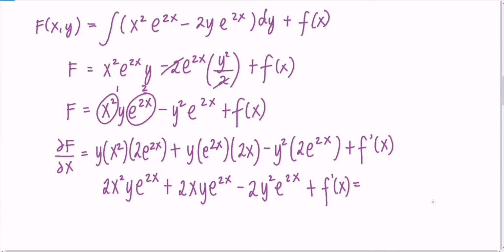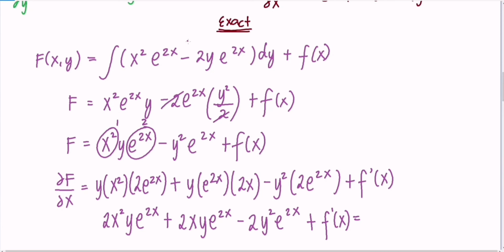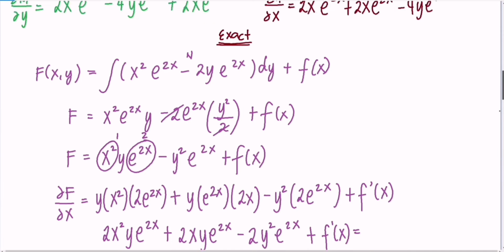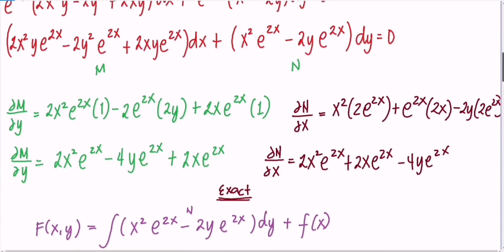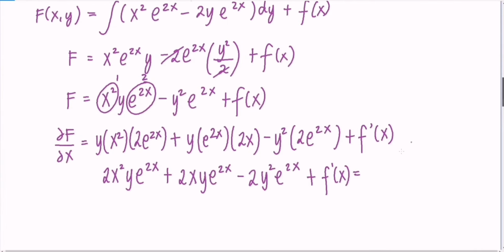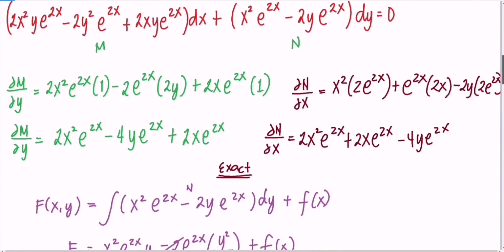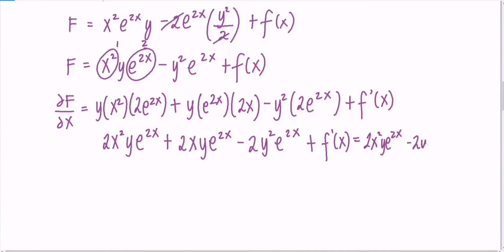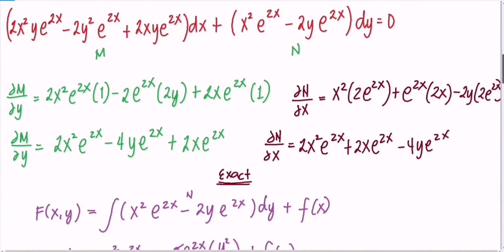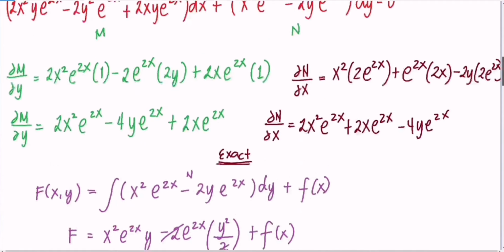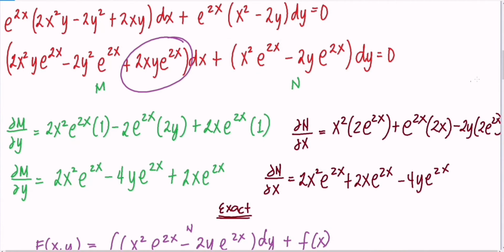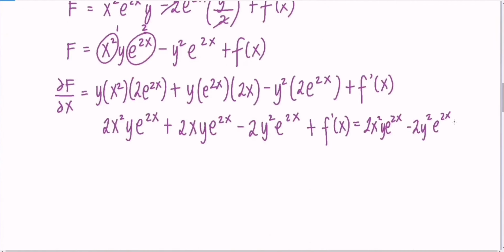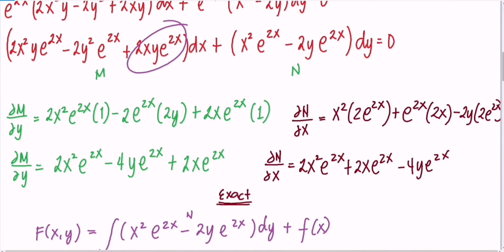Since ang ginamit natin ay yung n, ayan, ito yung ginamit natin yung n. So, i-equate ko to sa m. So, babalikan ko yung m. Ano ba yung m? 2x squared y e raised to 2x. So, 2x squared y e raised to 2x. Tapos, minus 2y squared. Ito siya guys, kinokopya ko lang. Minus 2y squared e raised to 2x. And then the last term is 2xy e raised to 2x.